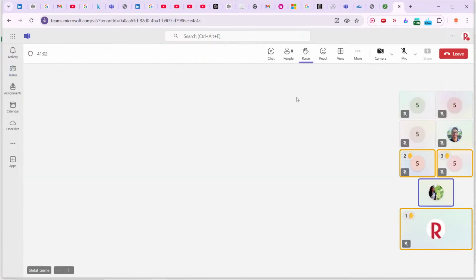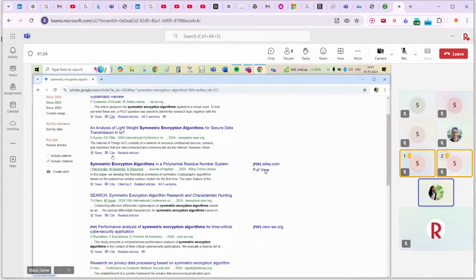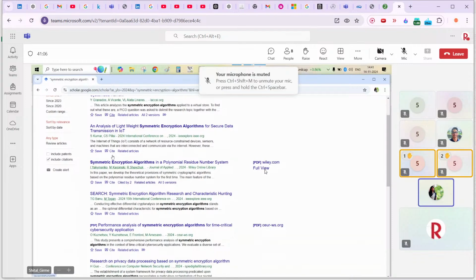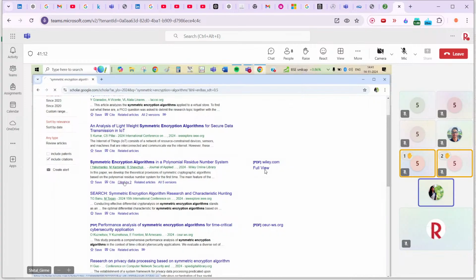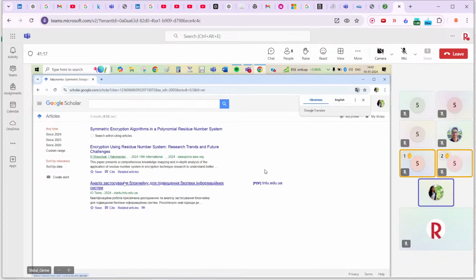If I go downward, the first two papers are not cited. The third paper is from 2024 only, but it is cited by two. If I click over here, I'll find the papers that have cited the earlier paper we came from. Okay, so this paper on symmetric encryption algorithms was cited by these two researchers. And as they are very recent, they do not have any citations yet.